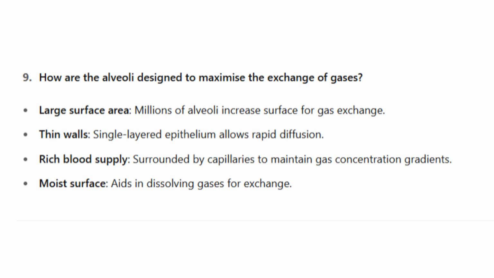How are the alveoli designed to maximize the exchange of gases? Large surface area: millions of alveoli increase surface for gas exchange. Thin walls: single-layered epithelium allows rapid diffusion. Rich blood supply: surrounded by capillaries to maintain gas concentration gradients. Moist surface: aids in dissolving gases for exchange.